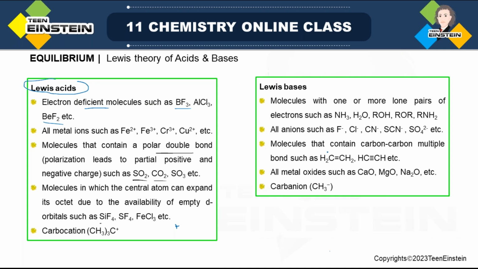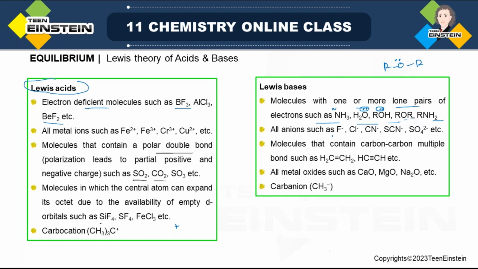Molecules with one or more lone pairs of electrons will behave as Lewis base. So in this case, we have a lone pair over nitrogen, water has a lone pair over oxygen, alcohol a lone pair over oxygen. Then we have ROR, which is basically ether, here also a lone pair over oxygen, and amine, that is RNH2. So these are neutral molecules with a heteroatom containing a lone pair, and this lone pair can be donated. That is what a Lewis base is.